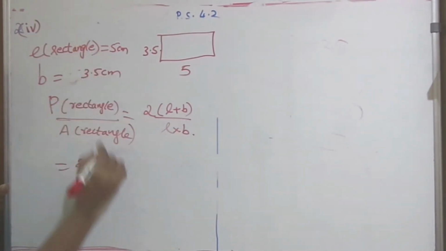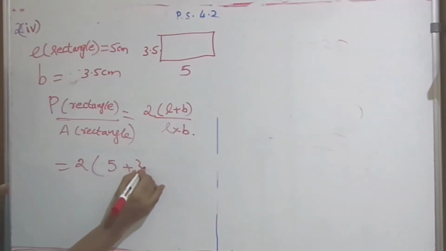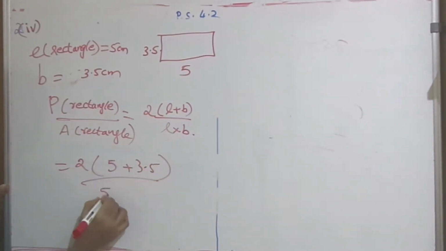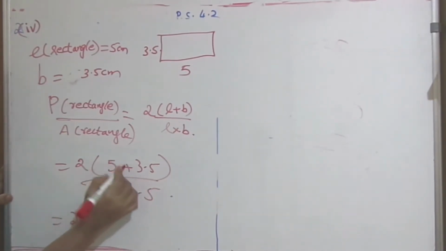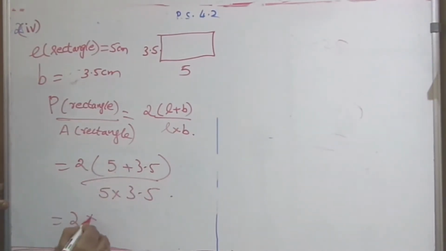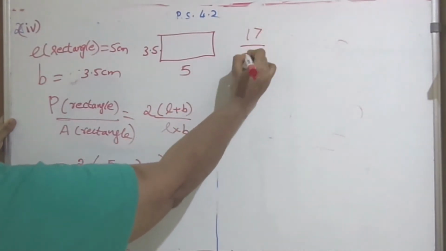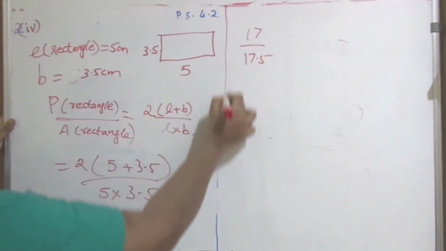Now substitute the values. 2 times, how much is length? 5. Breadth 3.5. Upon length into breadth, 5 into 3.5. So 2 times bracket you solve. 5 plus 3.5 is how much? 8.5. Upon 5 into 3.5 is 17.5. 2 into 8.5 upon 17.5, 2 times 8.5 is 17, upon 17.5 will come the answer.